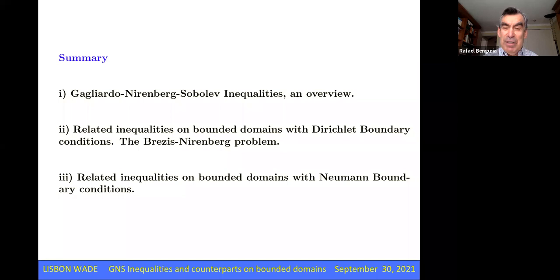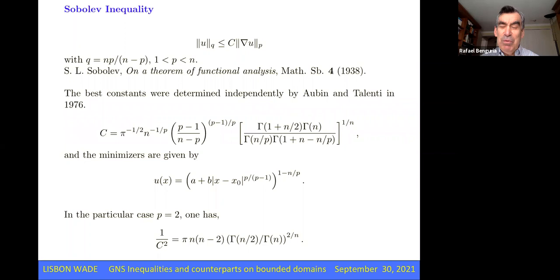So I'm going to start with an overview, which is very short and probably should be a course, but I'm going to give you just a few transparencies. So the first inequality that we all learned at the beginning is the Sobolev inequality, which is stated there and relates the Q norm of U and the P norm of the gradient of U, where Q and P are related by that expression here, which involves obviously the dimension. And that was proven by Sobolev in 1938.